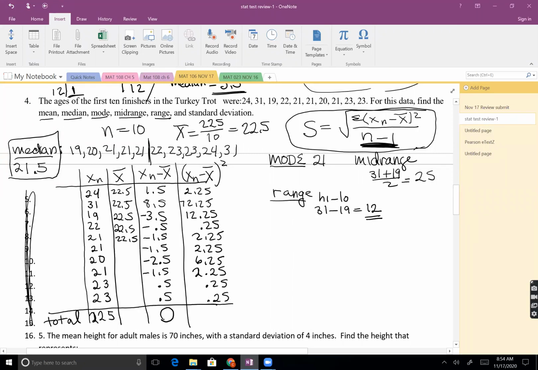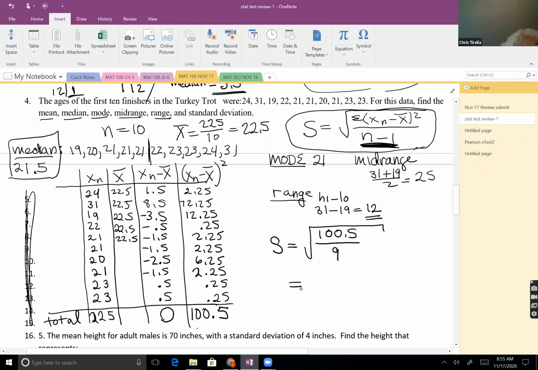So I come up with 100.5. And anybody else get 100.5? I did also. And so our standard deviation is the square root of that total, 100.5 divided by, not by our 10, but one less than that, divided by 9. So with your calculator, you're going to take your 100.5 divided by 9, and then take the square root of that last answer. And so I get, to the nearest tenth, 3.3.